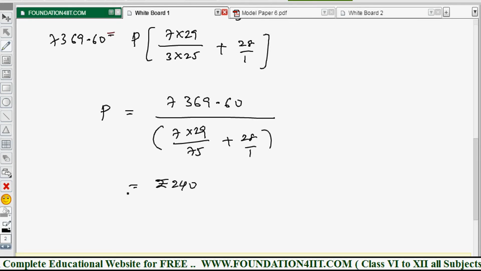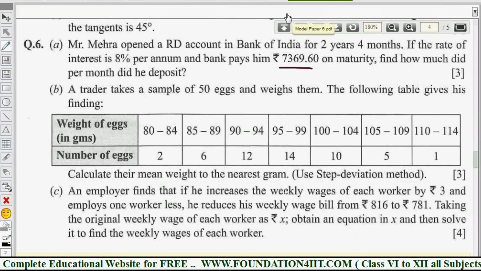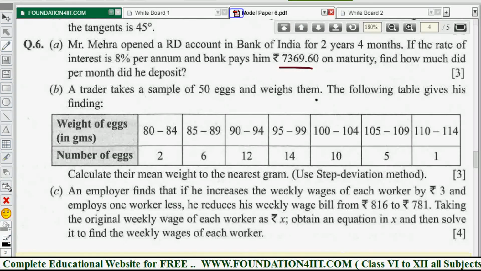So just try to do calculations. So then monthly installment is equals to rupees 240. You simplify and cancel this. So 240 is a monthly installment. This is about this question. Now see the next one.